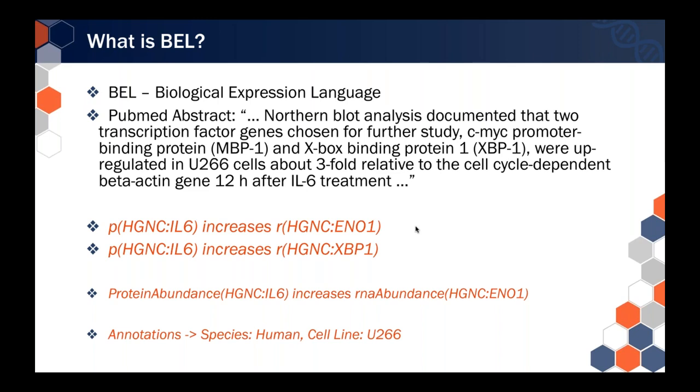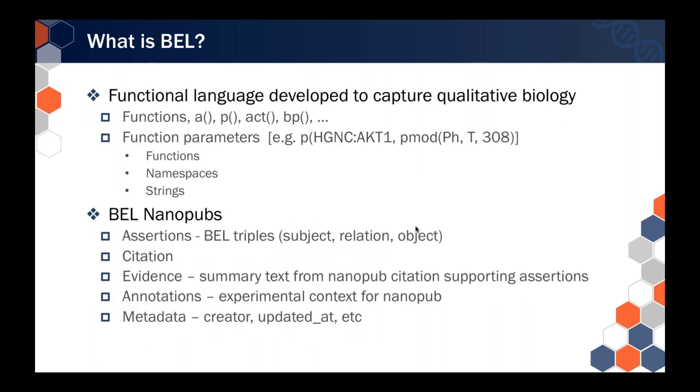You also add annotations so that you understand the experimental context from which this biological assertion was created. And on the next slide, I'm blazing through what is Bell and how you represent biological knowledge in Bell. It's very much focused on this functional construct where you may have protein abundance with the target of that protein abundance being AKT1 with a modifier. In this case, what you see next to the function parameters means a protein modification, a phosphorylation event at position 308 in the AKT1 protein, which impacts the threonine residue.